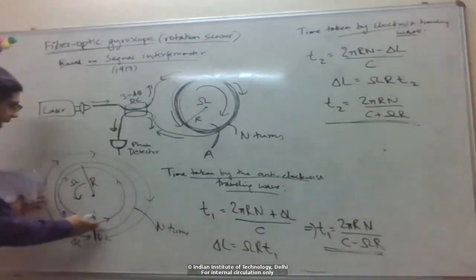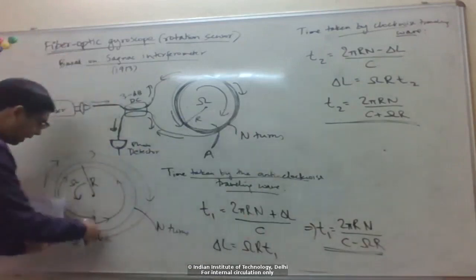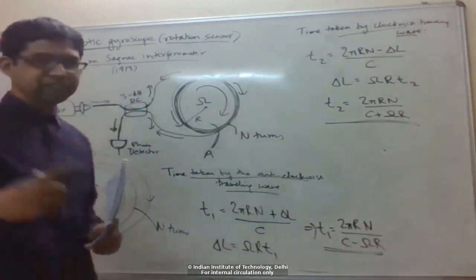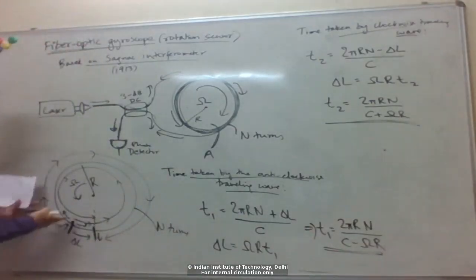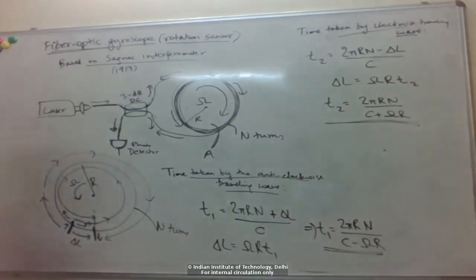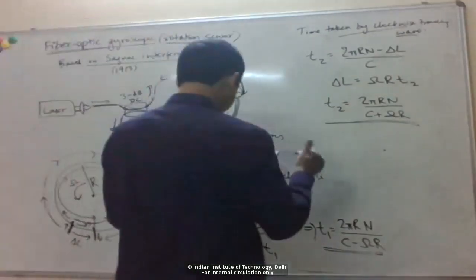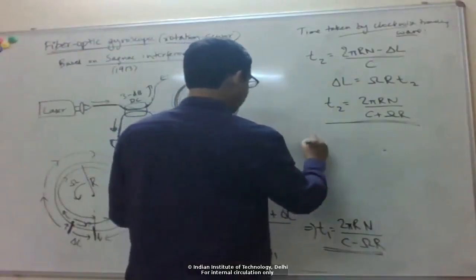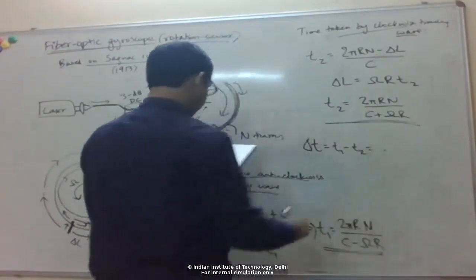Now the time taken by the clockwise and anti-clockwise traveling waves is different. So when they recombine at the output, the phase shift that they acquire is different. It's just one wavelength that we are sending in, so their frequency is the same. But when they recombine, the time that they have traveled is different, which means, if you look at the time difference, we subtract these two.